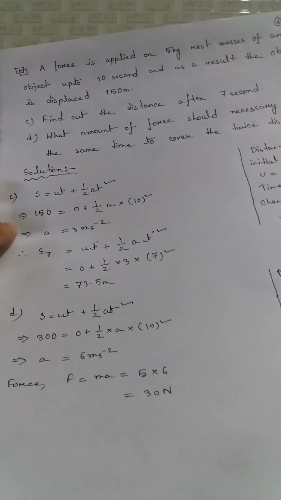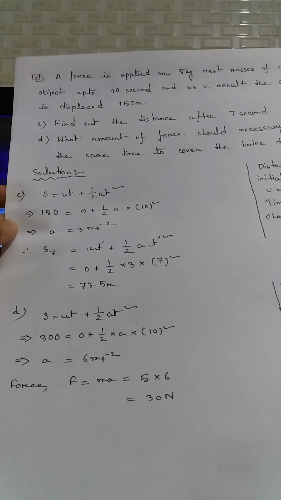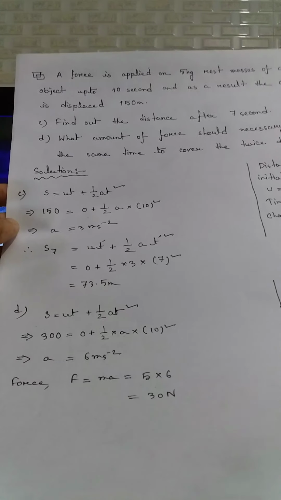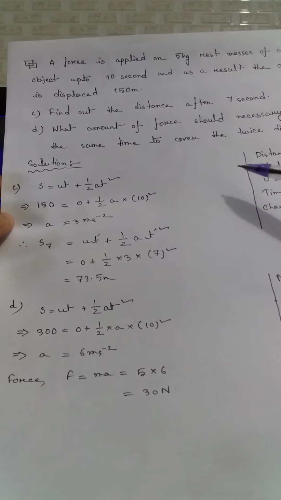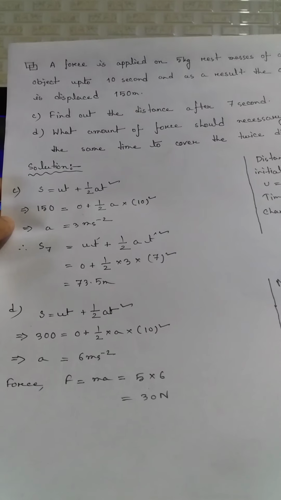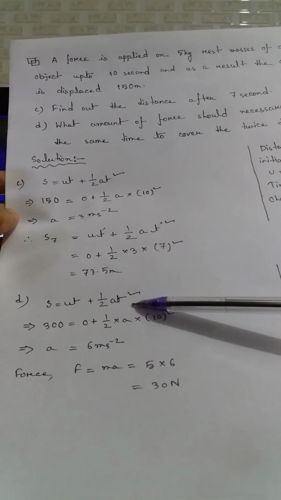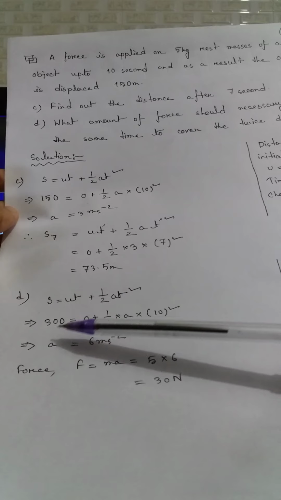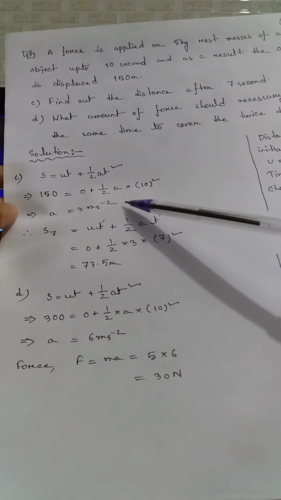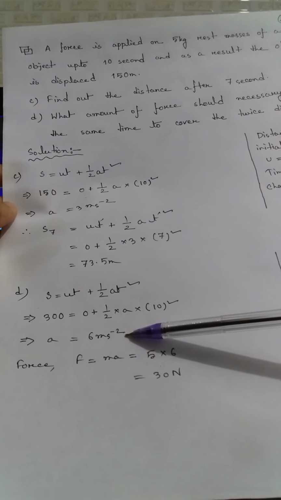Next question D, what amount of force should be necessary at the same time to cover twice the distance? In the stem, the mentioned distance was 150 meter. If we want to cover twice the distance, that means twice of 150 meter within the same time, what amount of force we have to apply, we have to calculate that. So the equation is same here, s equals ut plus half at square. Now the covered distance is 300 meter, and for this the acceleration will be changed here. The acceleration will be 6 meter per second square.